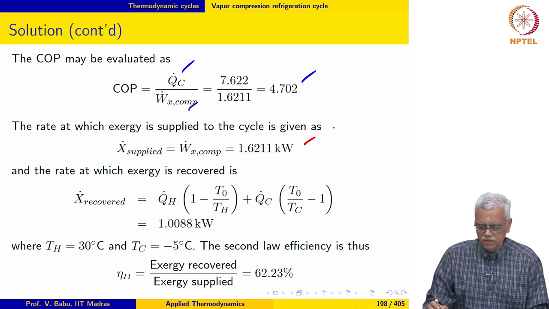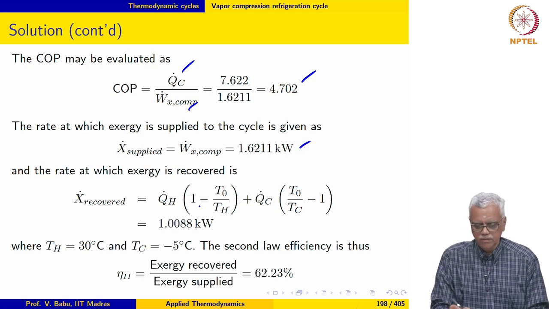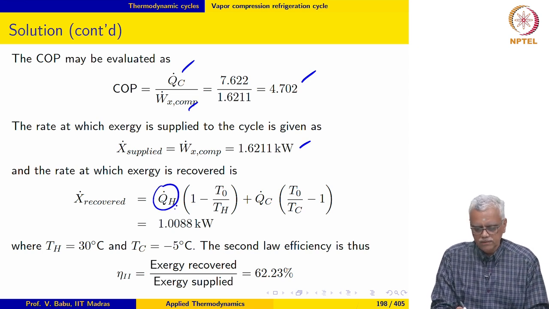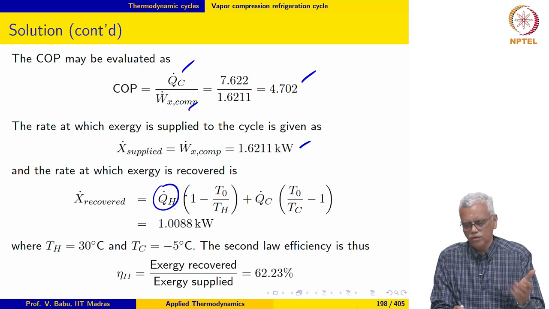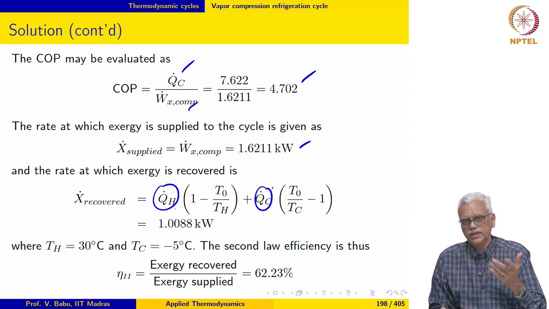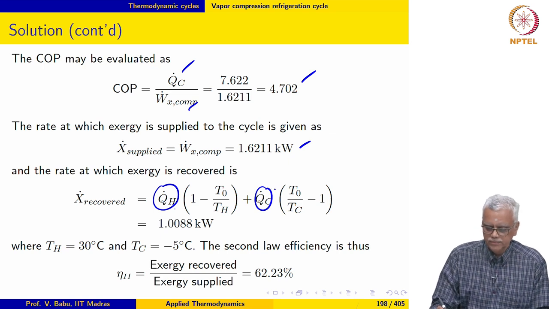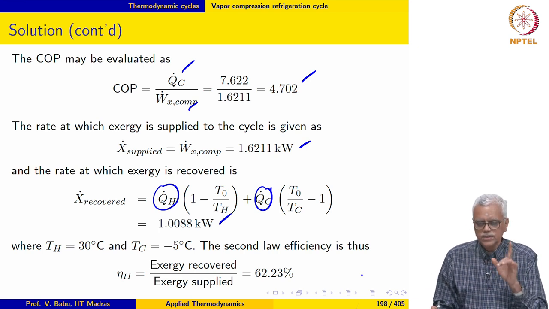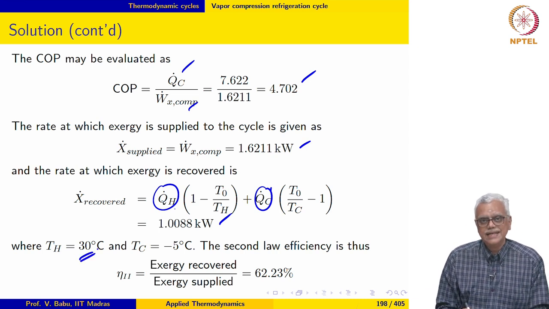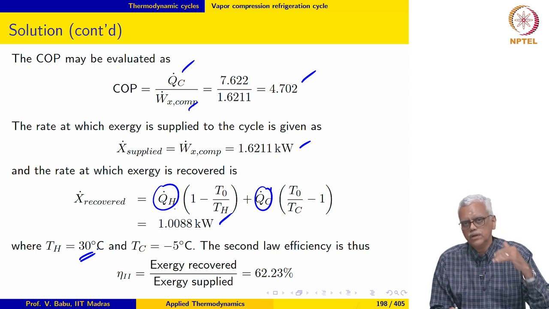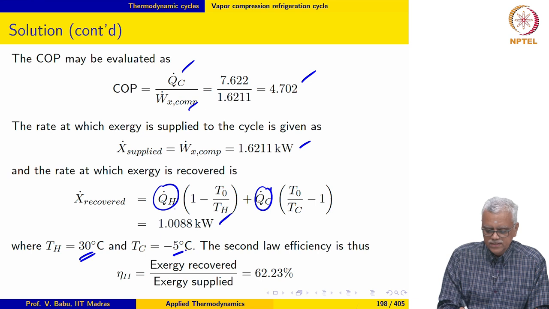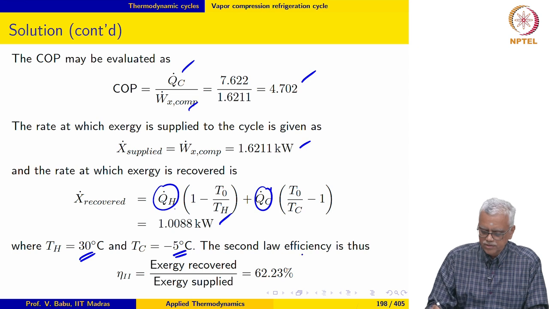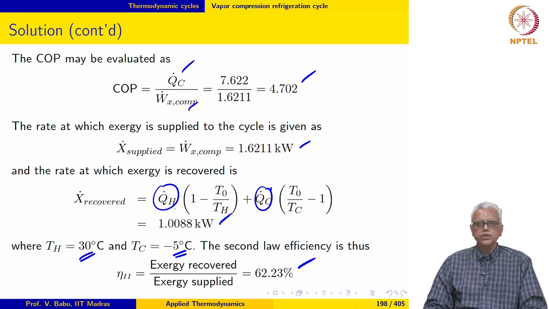So, X supplied is equal to the power. So, X dot recovered is what we get in the condenser where heat is rejected. So, here the direction of heat flow and the direction of exergy flow are the same, whereas here the direction of heat flow and direction of exergy flow are opposite. Okay. So, this is X recovered, that comes out to be 1.0088 kilowatts. Notice that TH in this case is 30 degree Celsius, that is the temperature of the reservoir to which heat is rejected by the refrigerant. This is the temperature of the reservoir from which heat is extracted by the refrigerant. Okay. So, the second law efficiency comes out to be 62.23%.